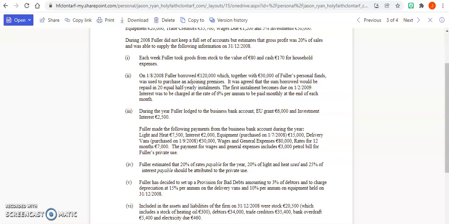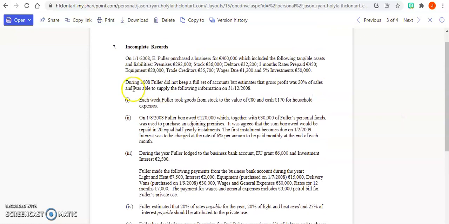So the first one we're going to do is we're going to look at whatever the start of the year. So we know premises is an asset, stock is an asset, debtors is an asset, 3 months rent prepaid, so that's an expense, we have a prepaid, so it's an asset. Equipment is an asset, trade creditors is a liability, wages due is a liability, and 5% investments at 50,000. So they're giving us our investments here, so you don't need to calculate. So that's going to be your asset.